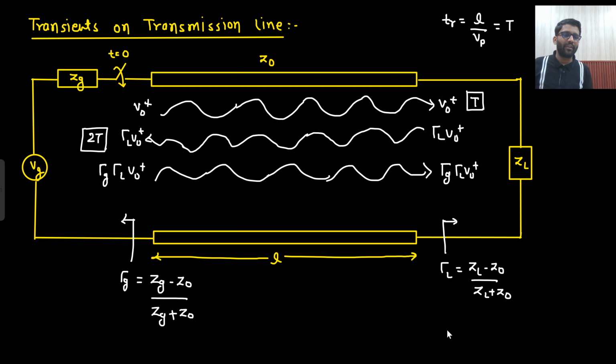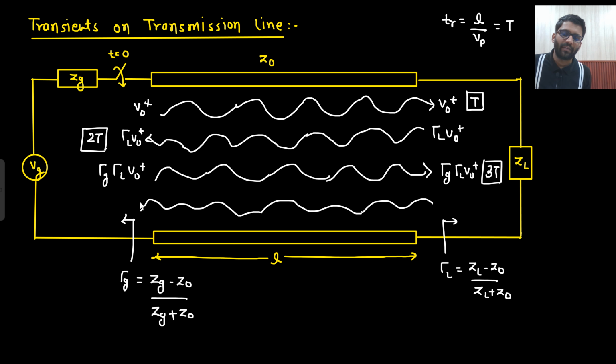And at what time will it reach? This was the time t, then it took 2t time, then it would take another t time. So at 3t it would have reached. Now what will happen? Again gamma L will be reflecting back this wave. So now here your amplitude will be gamma G, gamma L square.